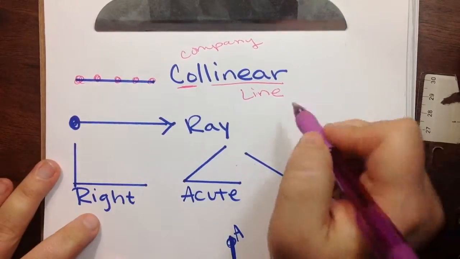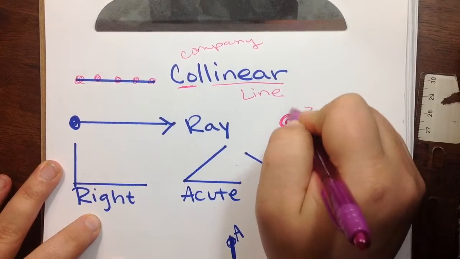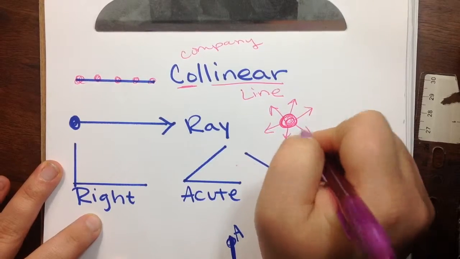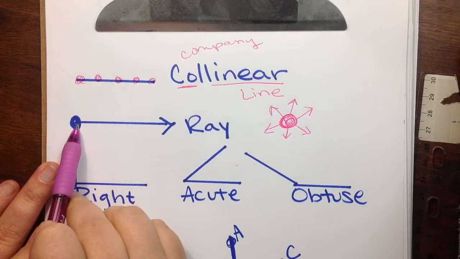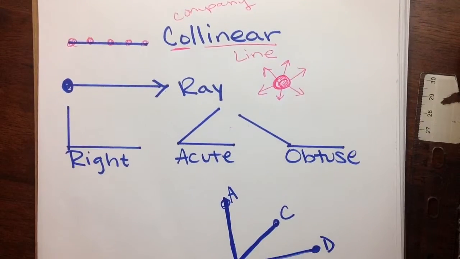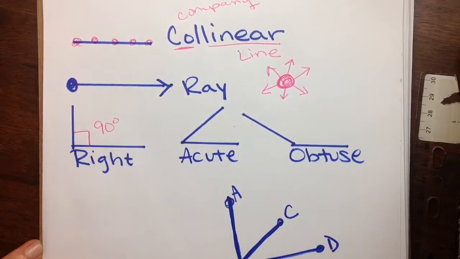A ray is super easy. It's like the sun. There's a giant circle, and then there's rays pointing off of it. So just like a sun's ray, a ray is a point at one end, a fixed location, and then it points off in the other direction. Okay? Right angle makes an L, 90 degrees.